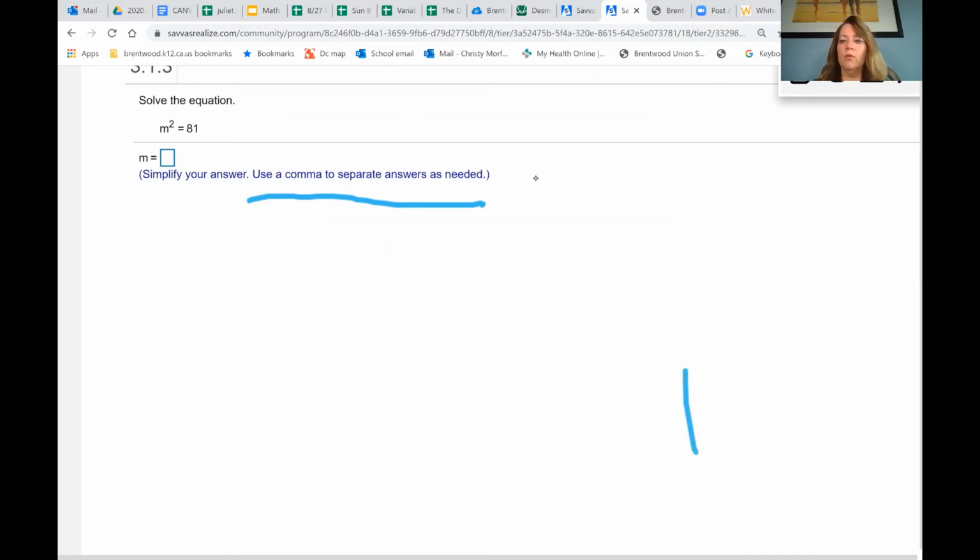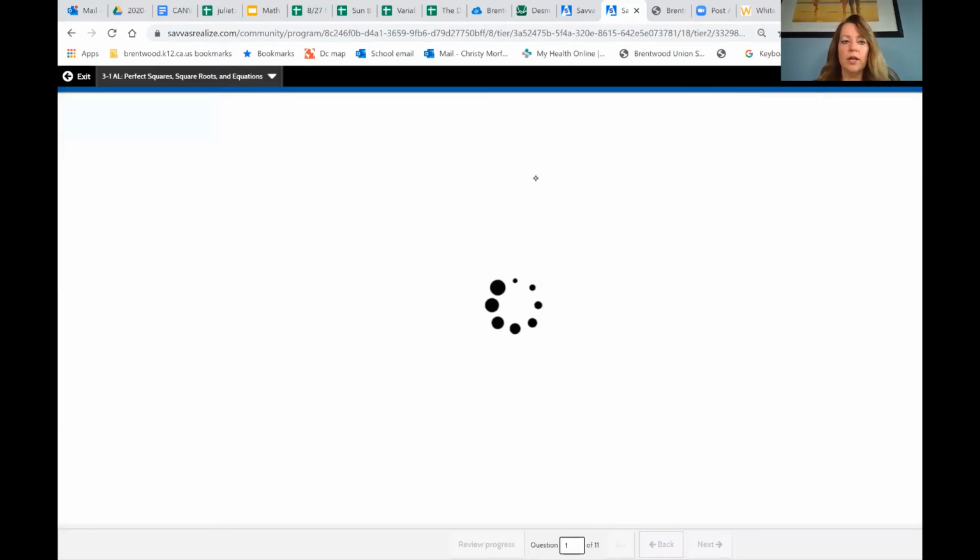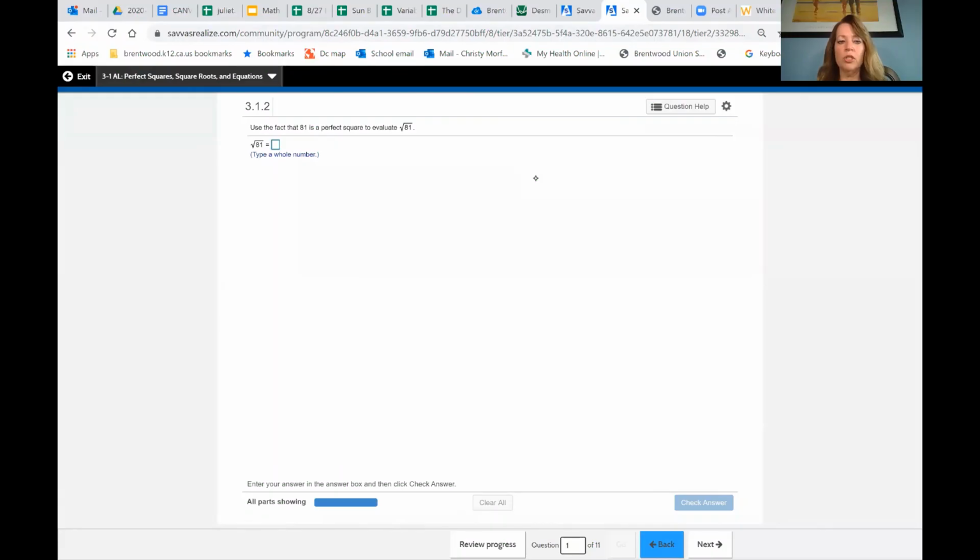If it, oh, can I get that to go away? Yes. Let me move your face. There we go. If it looks like this, which is just square root of 81, notice it does not ask you to use 2 answers. It just says type a whole number. So you would just enter in 9 and move on.